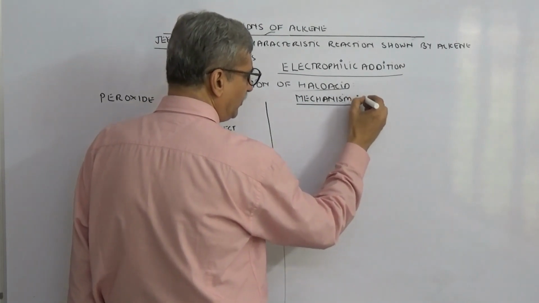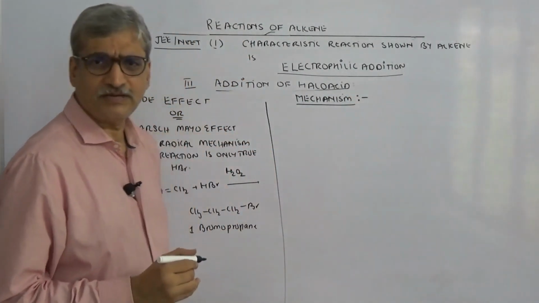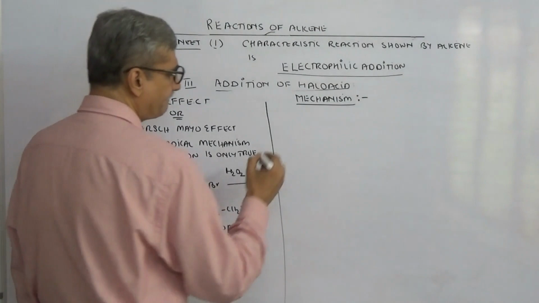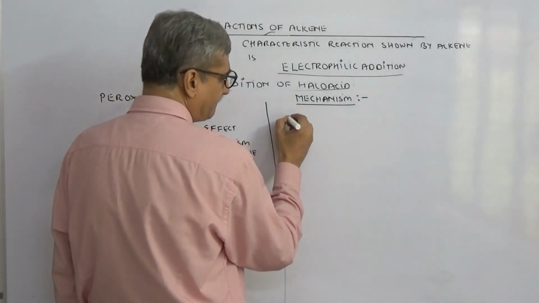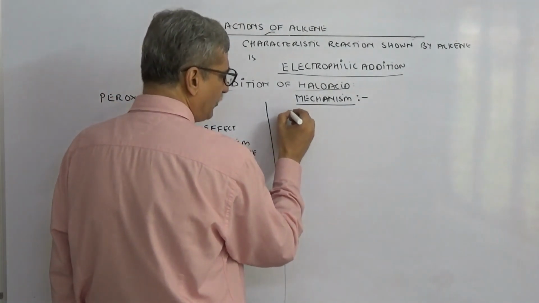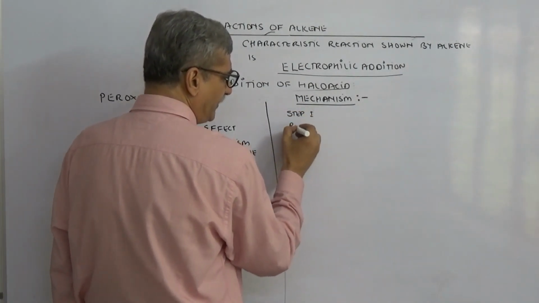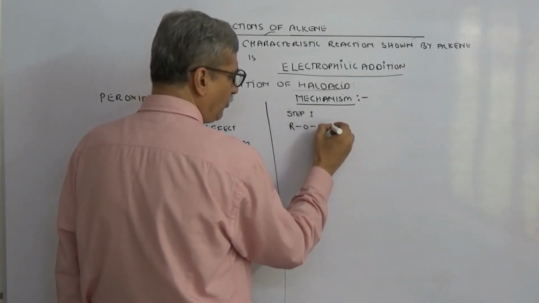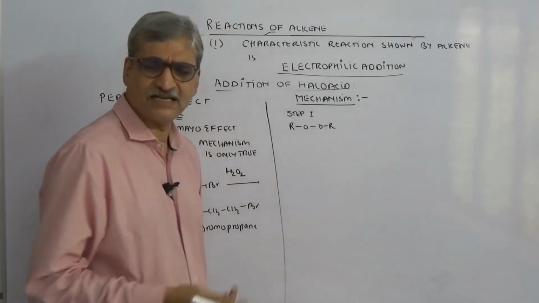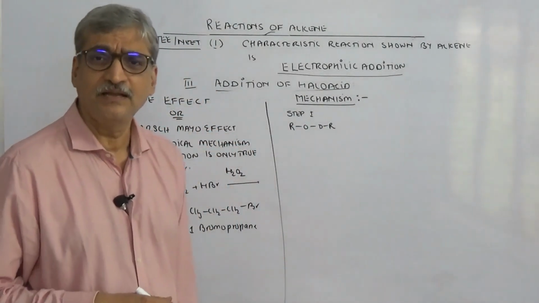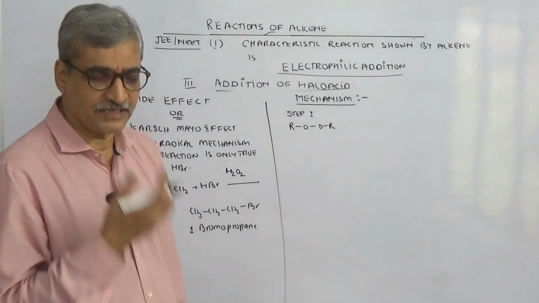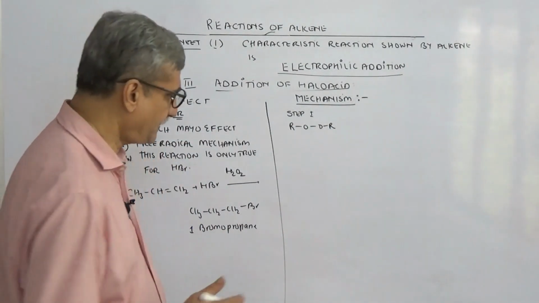So when we are talking about the mechanism, listen carefully. Let's start like this, step 1. If you have a peroxide, ROOR, where R can be H or an aryl group, such as benzoyl peroxide. I told you we prefer benzoyl peroxide.